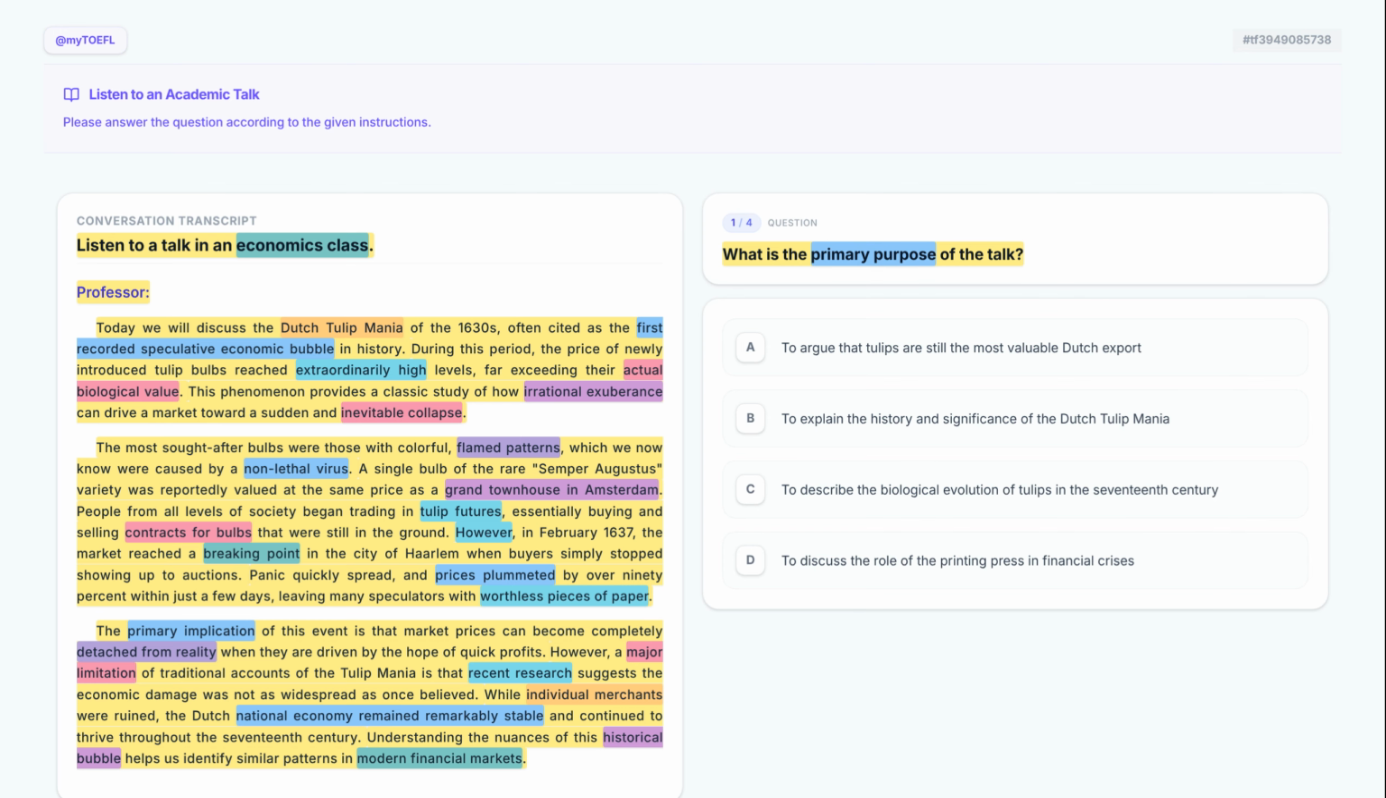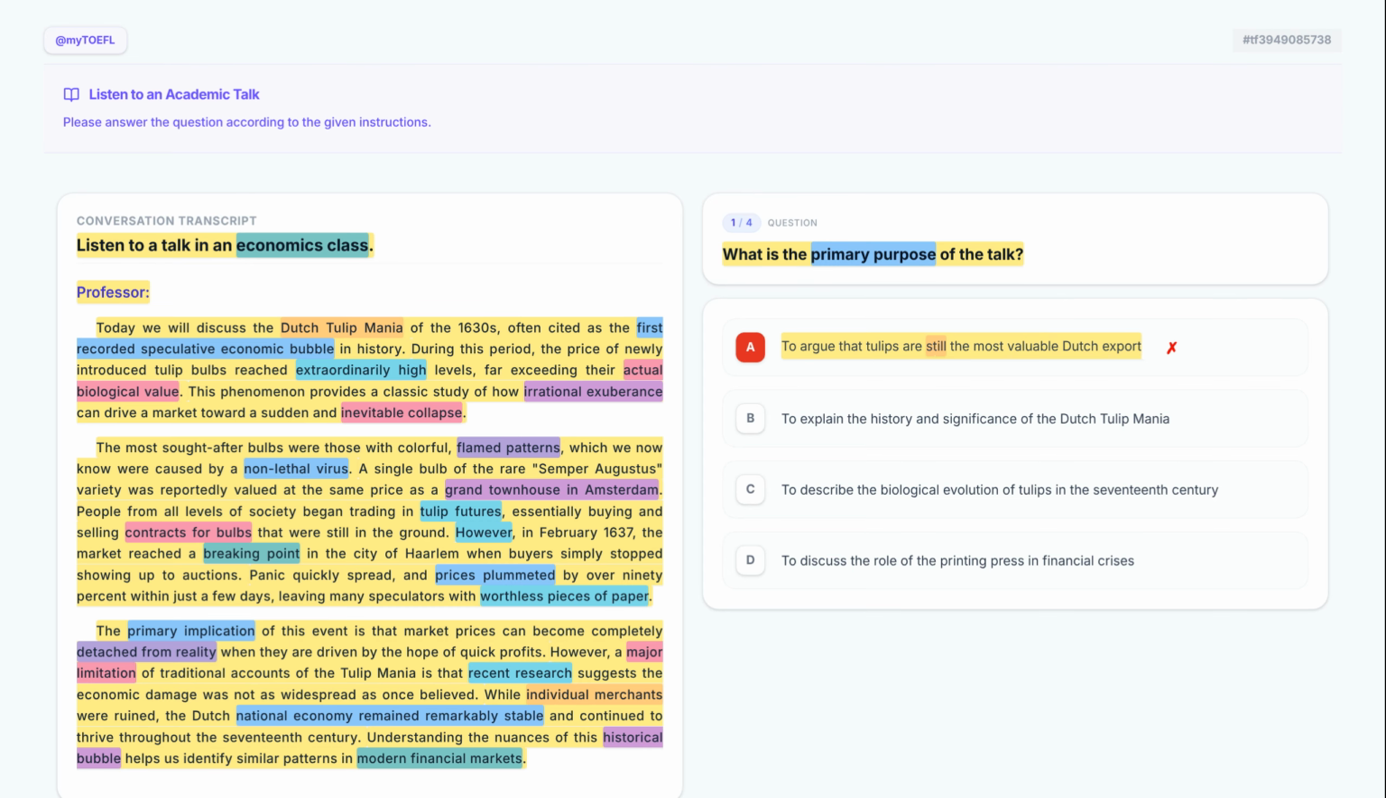Let's analyze option A: to argue that tulips are still the most valuable Dutch export. This option is incorrect because it uses the word "still," suggesting a current export status that the professor never mentioned. The talk focused on the 1630s.